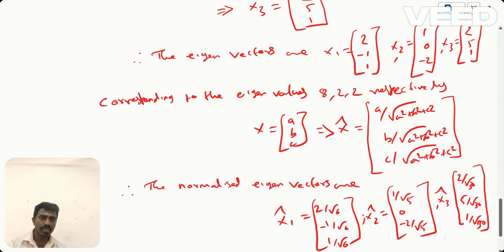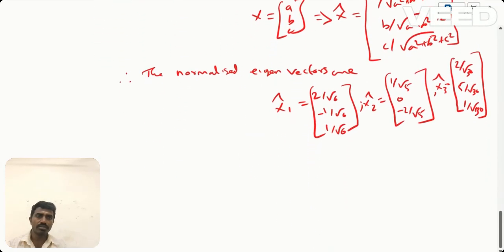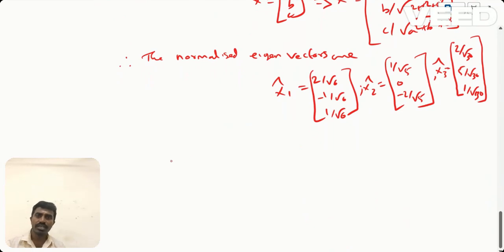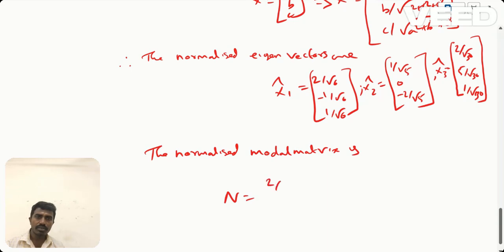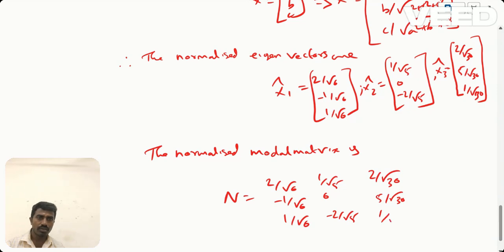Now write these normalized vectors as a matrix that is called the normalized model matrix. The normalized model matrix is N equal to 2 by root 6, minus 1 by root 6, 1 by root 6, and then 1 by root 5, 0, minus 2 by root 5, and then 2 by root 30, 5 by root 30, and 1 by root 30.